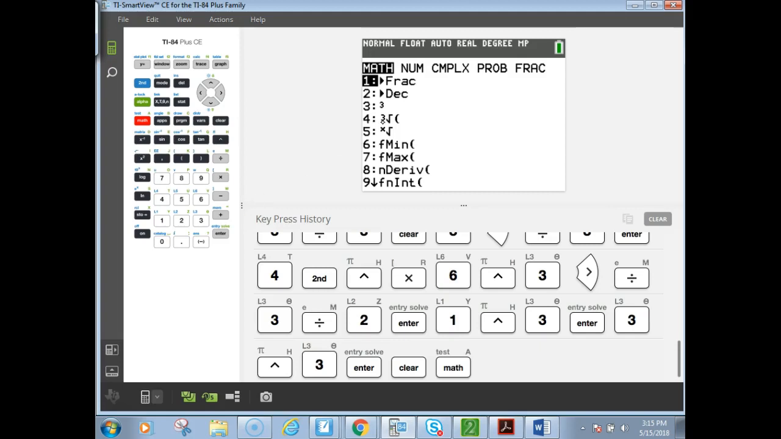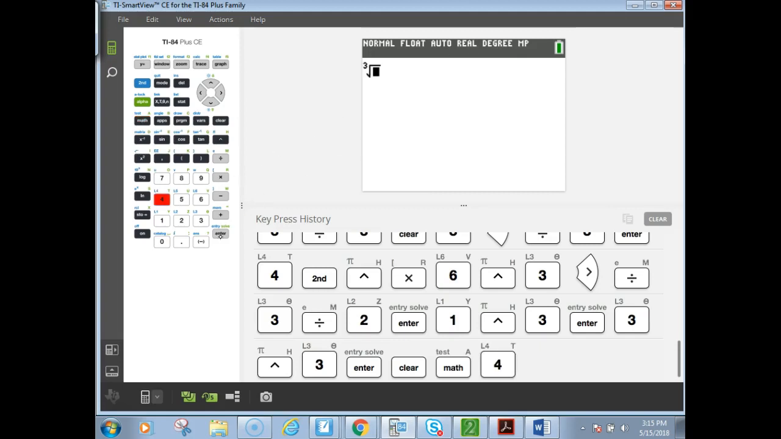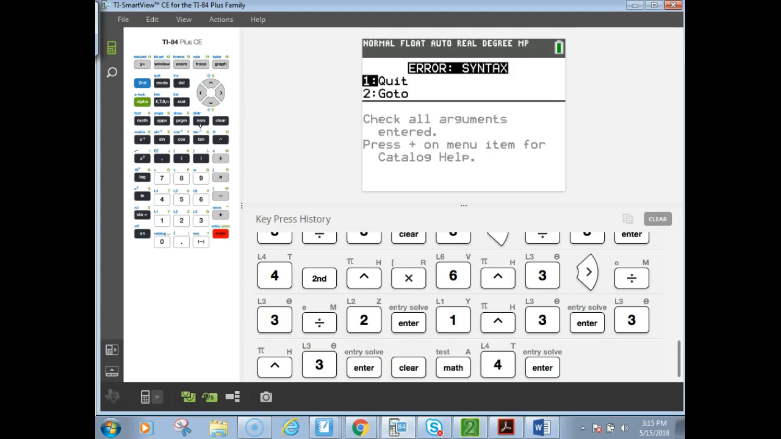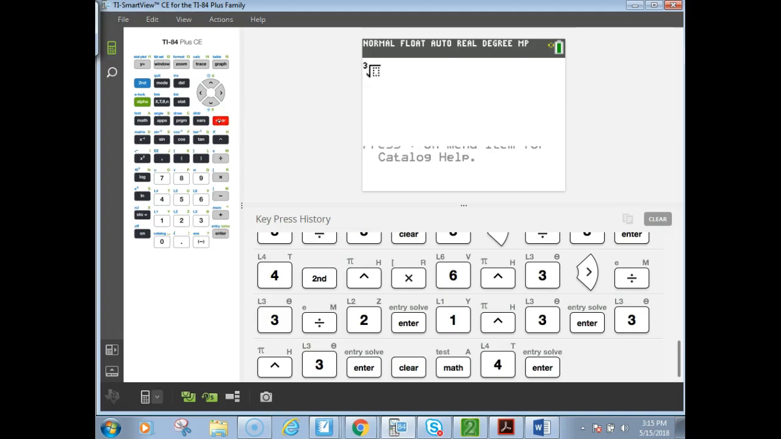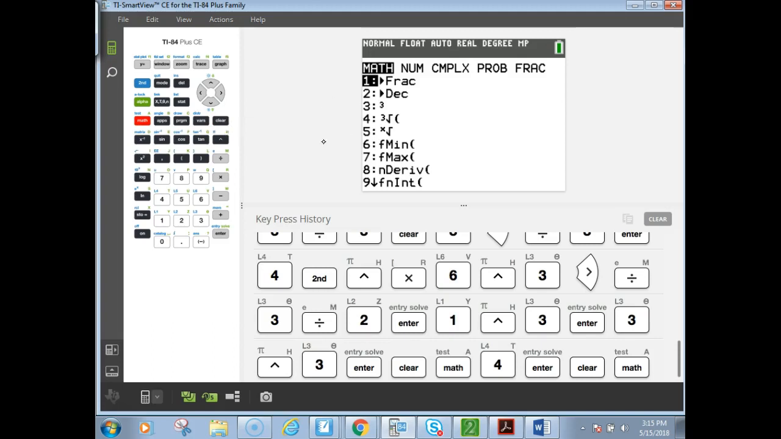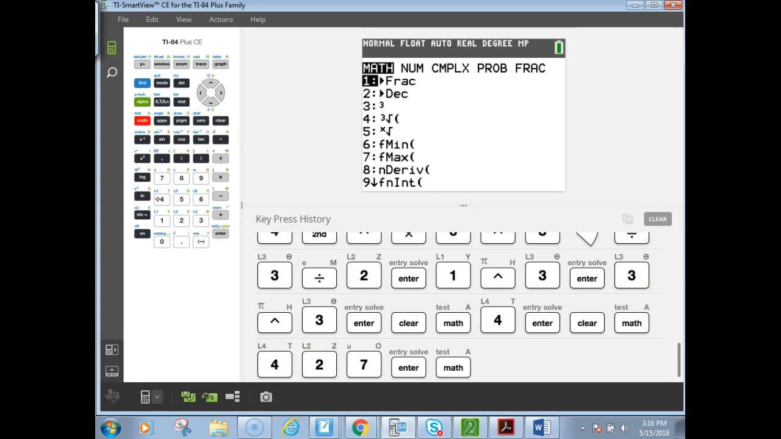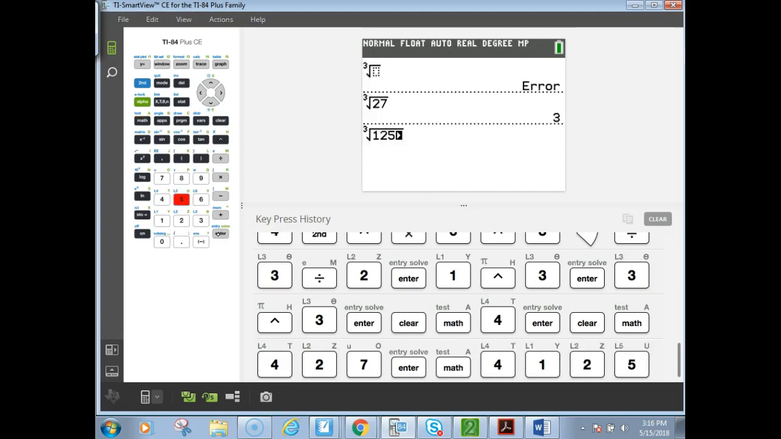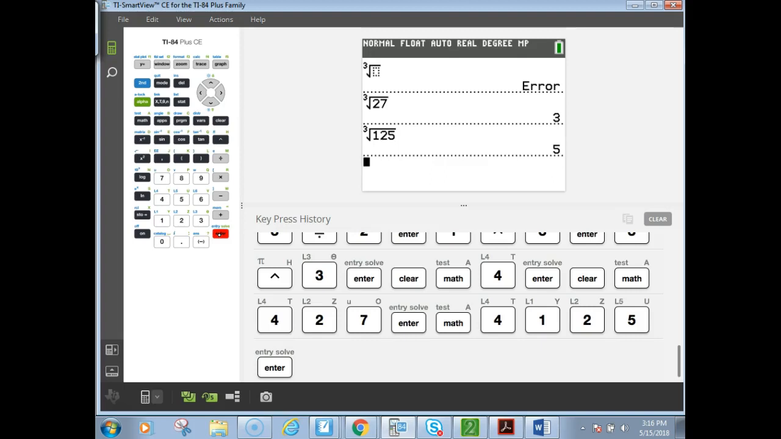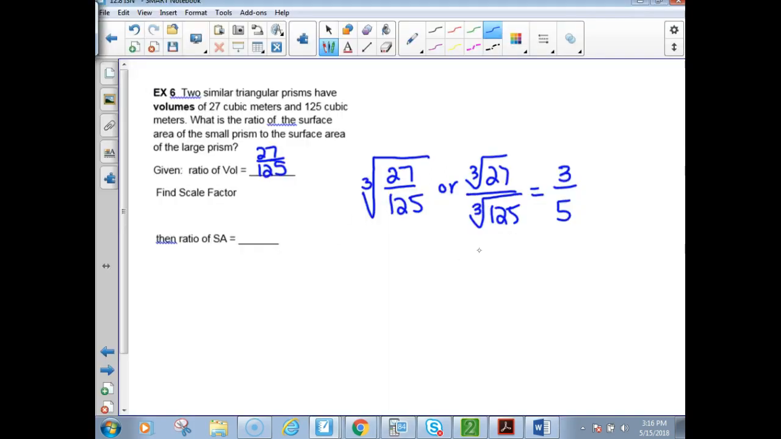All right. So we need choice 4. But if I hit choice 4, oh, it's all ready to go. I just somehow messed myself up there. All right, math, choice 4. It's saying cube root of what? Well, we wanted to do the cube root of 27. So you can enter it like that, and that's 3. And you can do it again. Choice 4, and you can put in the 125, and it will do it. So there's where I got 3/5. All right, so the scale factor is 3/5.